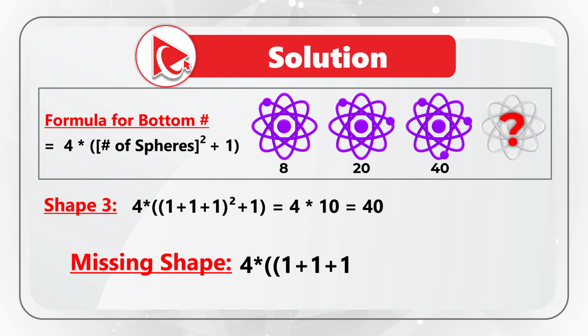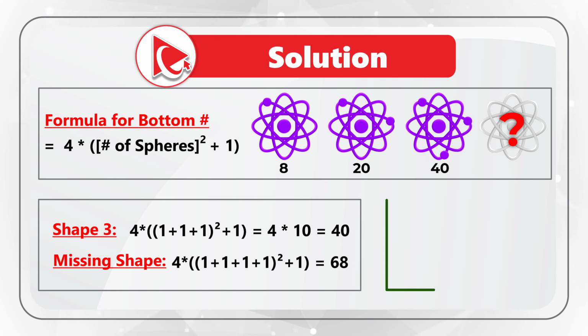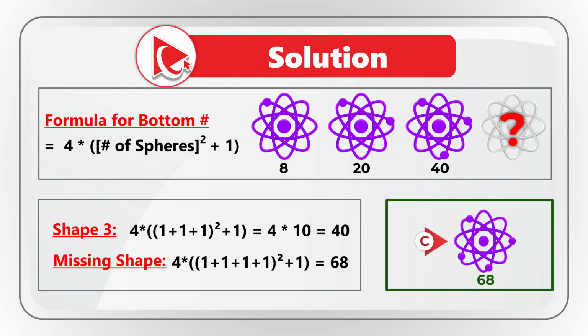squared plus 1), which equals 4 multiplied by 16 plus 1, 4 multiplied by 17, which equals 68. This is why the correct choice here is choice C with bottom number 68. Hopefully you've nailed this question and now know how to answer similar problems on the test.